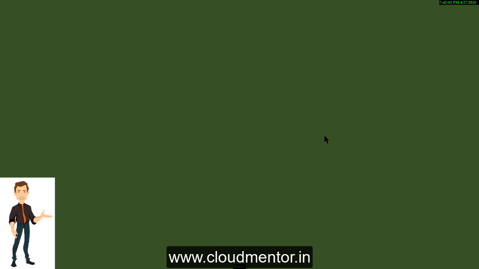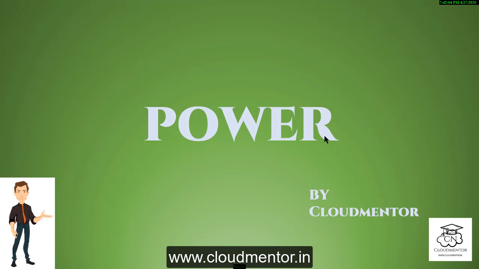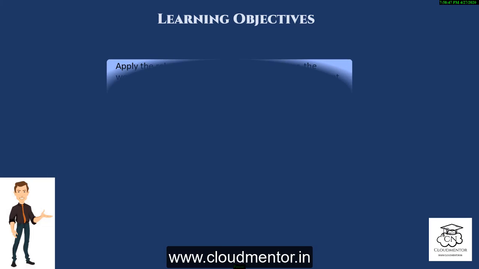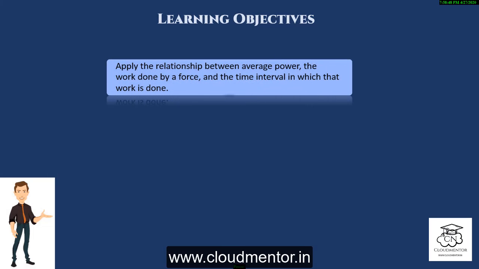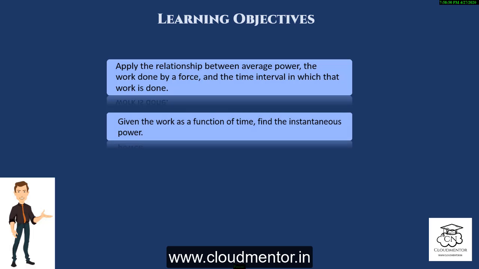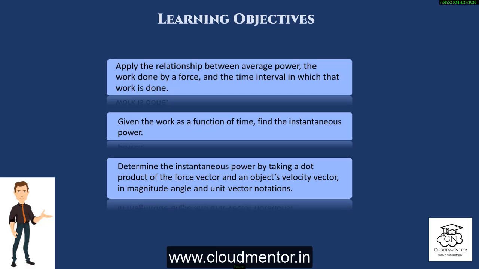Today we are dealing with power. We will discuss it in the sense of physics. So let's move on. Our objectives of this video are to apply the relationship between average power, the work done by a force, and the time interval in which that work is done, and when given the work as a function of time, find the instantaneous power. Also, to determine the instantaneous power by taking a dot product of the force vector and an object's velocity vector, in magnitude-angle and unit vector notations.